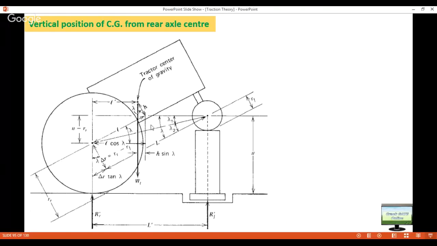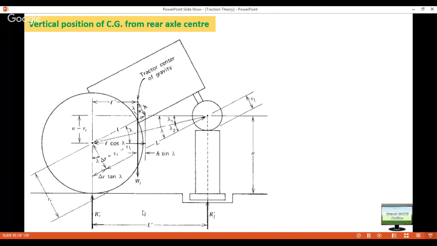Again, if you join the line between rear tire center and front tire center, this angle I have already explained to you. This is lambda. Now this will be lambda 1 and lambda 2. So lambda will be basically lambda 1 plus lambda 2.